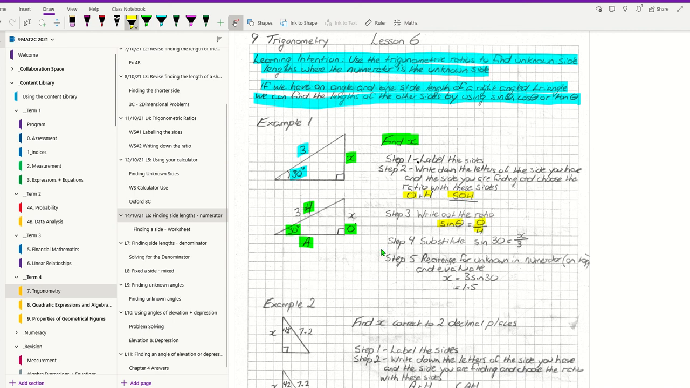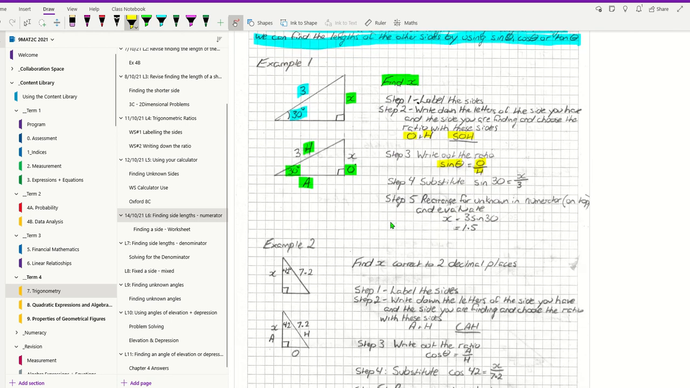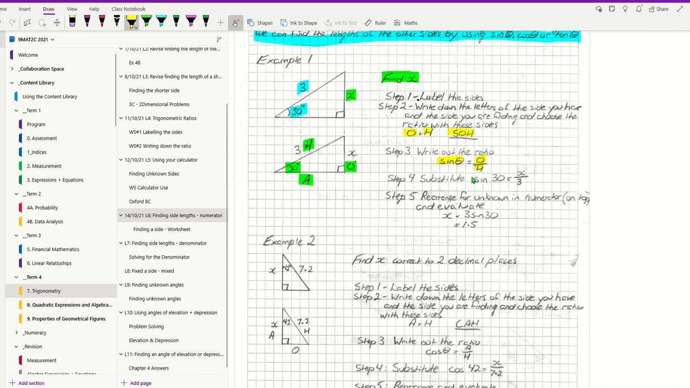Now my next step is to substitute in our numbers. So we have sine 30, substituting in 30 for theta, is equal to the O, which is x, so put x up there, and the H is 3. We've now got sine 30 equals x on 3.